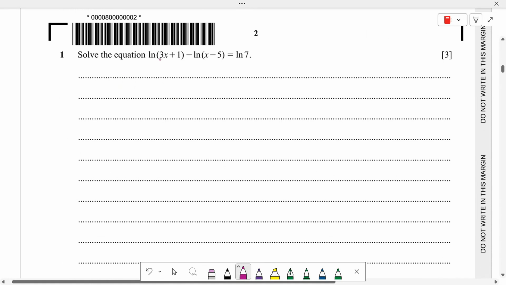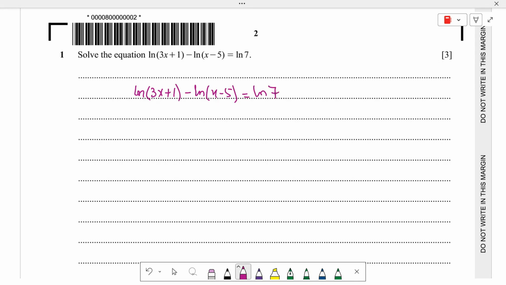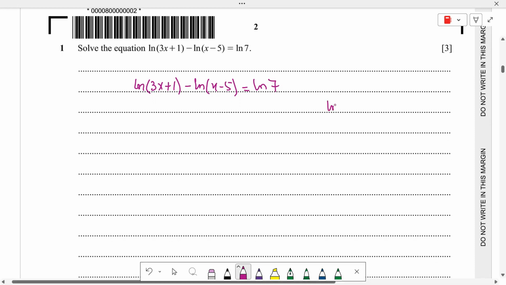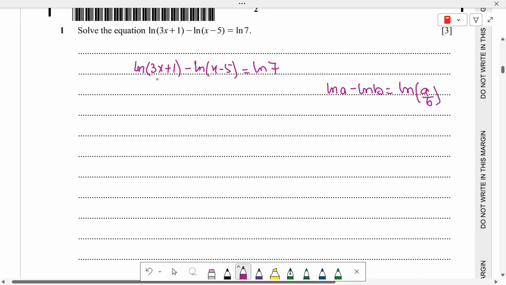Solve the equation ln(3x + 1) minus ln(x - 5) equals ln 7. We know that the ln property is ln a minus ln b equals ln(a over b). So the left hand side can be written as ln((3x + 1) over (x - 5)), and this is equal to ln 7.